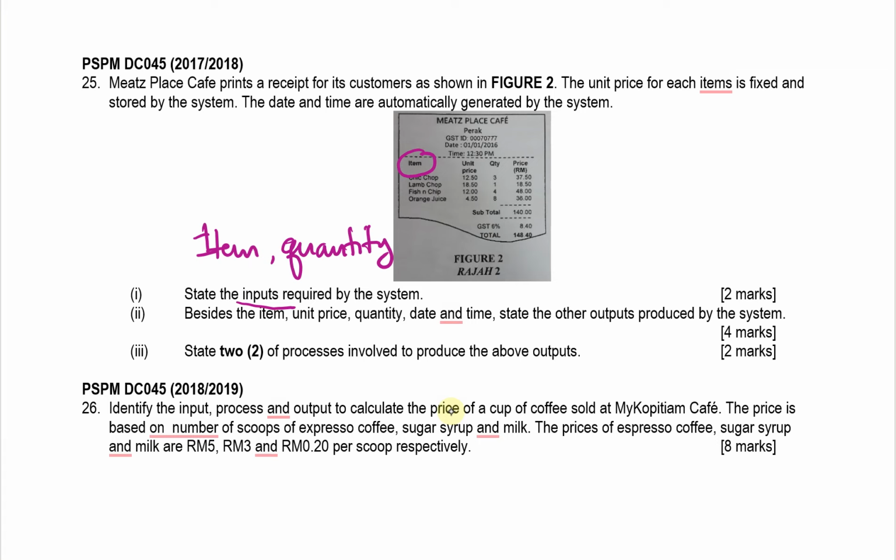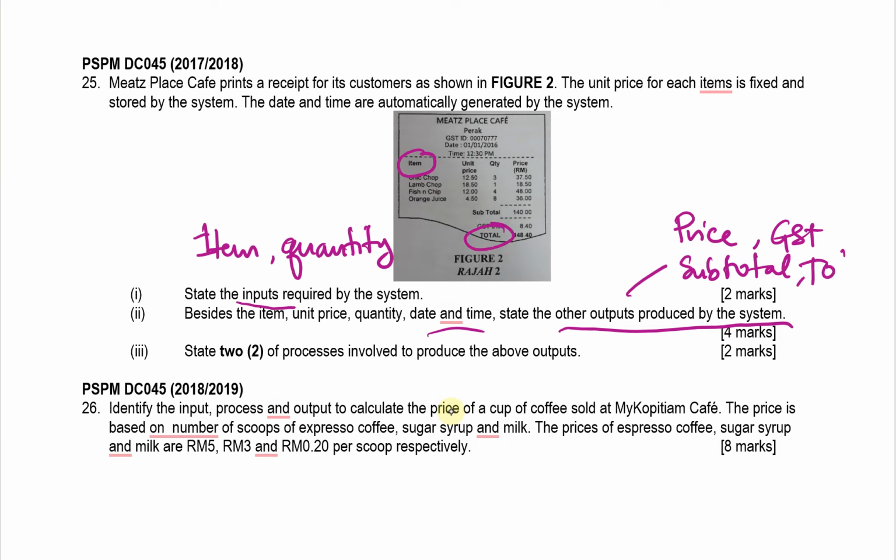Next. Besides the item, unit price, quantity, date and time, state the other output produced by the system. What is the output? Of course the output is price, other than mentioned in the question. So price, what else do you have for the output? Of course you have GST. Then what else do you have? So you have the output as subtotal, and the last one you have the output as total here.